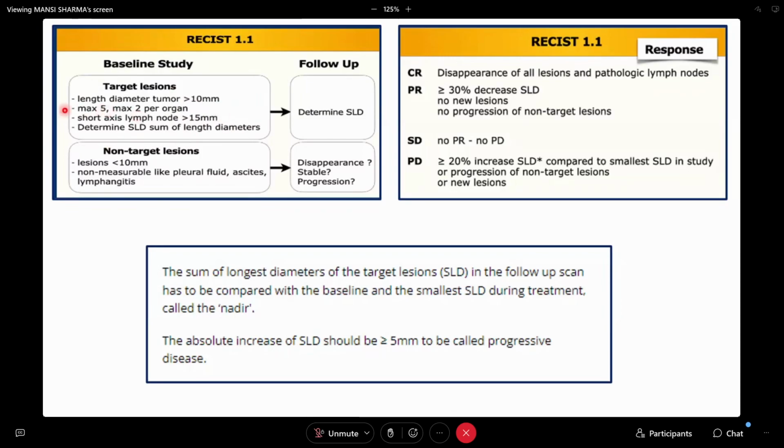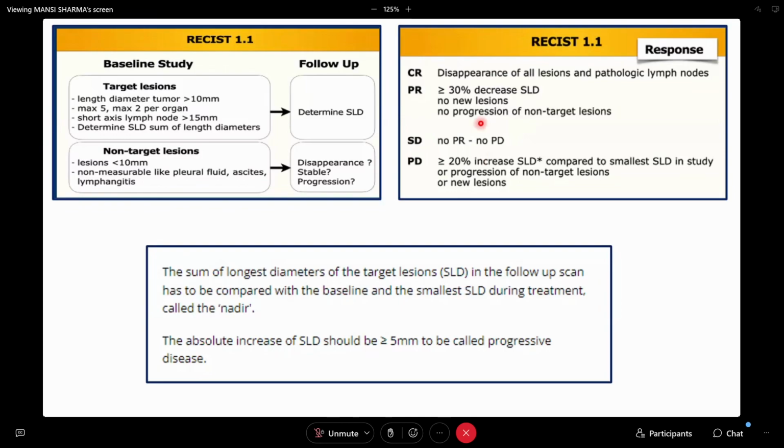We look at a maximum of 5 target lesions in the entire patient scan, and a maximum of 2 lesions per organ. We look at the sum of diameters of all these lesions, and then we follow up by looking at the sum of diameters in the subsequent scans. For example, complete response means disappearance of all lesions, with pathologic lymph nodes becoming less than 10 mm, that is, non-pathologic lymph nodes. We look at partial response where there is a 30% or greater decrease in the sum of the diameters, there are no new lesions, and there is no progression of non-target lesions as well.